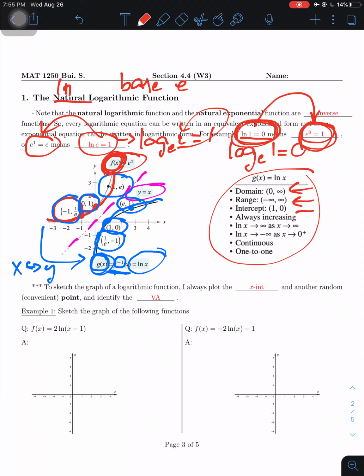The intercept in here: we have the intercept (0, 1) for the exponential function, and here we're going to flip them around. So it goes like (1, 0) for natural log. And it's always increasing. So if you notice, the blue line here from left to right is going up, right? So from the bottom to the top, it's going up. So that's why it's always increasing.